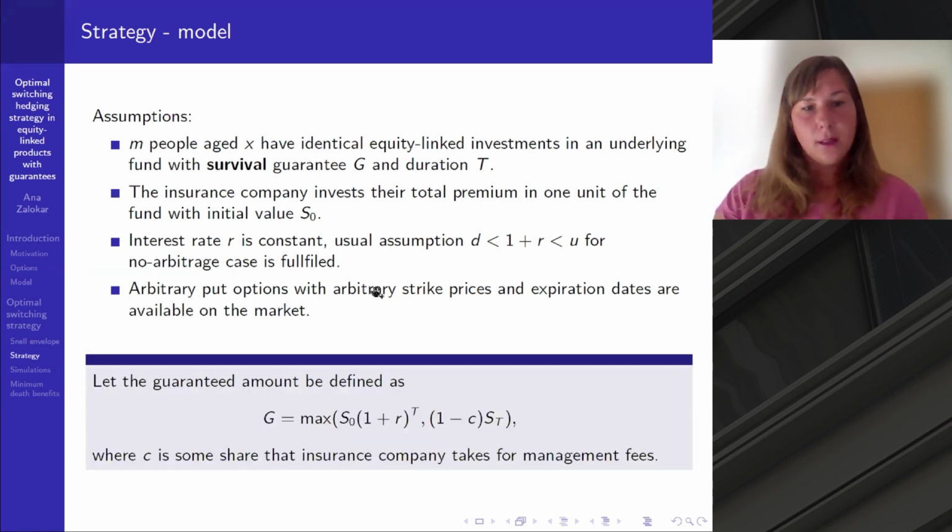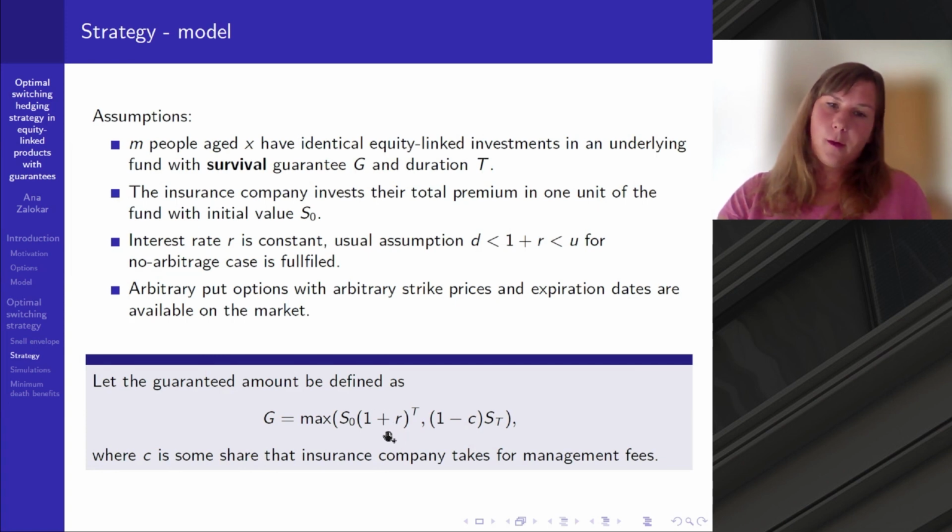What would be the guaranteed amount? It would look like this: S0 times 1 plus r to the T, meaning the interest rate times the initial value of the stock, or 1 minus c times ST, where c is some share that the insurance company takes for management fees.